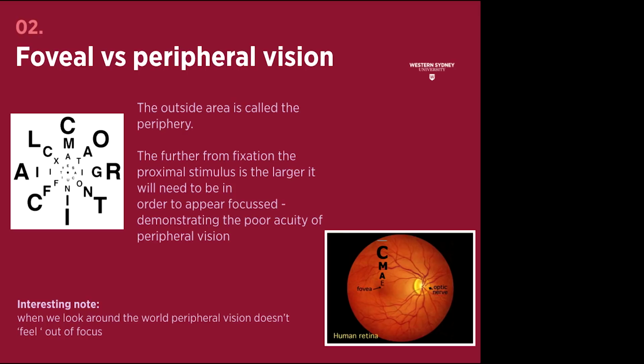Interestingly, even though visual resolution varies quite dramatically across the visual field, one doesn't generally feel as though peripheral vision is out of focus, but it is. You can easily demonstrate this for yourself. Try looking at a specific object, such as one of the letters on this slide in front of you. While you're doing that, try to identify an object or a word in your peripheral vision. I'm sure you'll struggle.